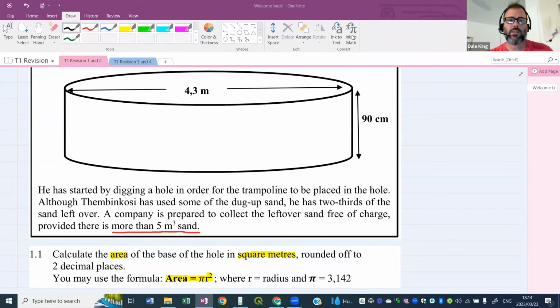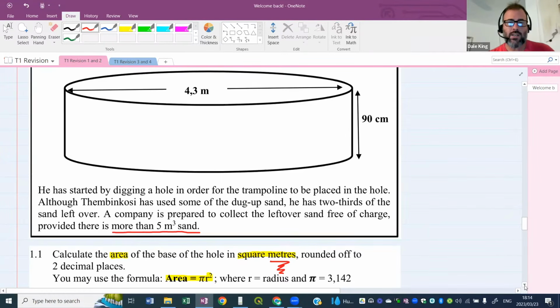Good job, Alzondi and Sonia: convert. Look at this 90 centimeters on the right-hand side. It needs to be converted because our question says they want square meters, but our dimension here is 90 centimeters. Do we need this for the formula? No, we don't actually need this for the formula, but it will need to be converted if we're working in meters at some point.